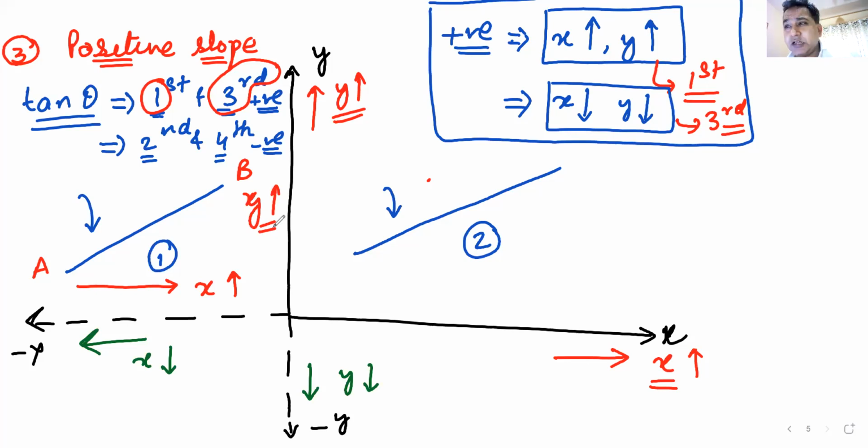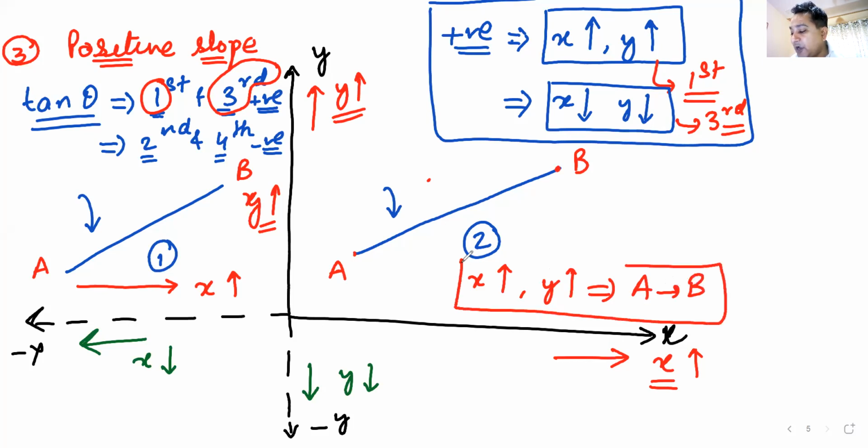So graph number 1 is a positive slope graph. Am I clear? Same thing is happening in graph number 2. When I'm going from A to B, X is increasing and Y is increasing. Am I clear with this concept of positive slope graph?